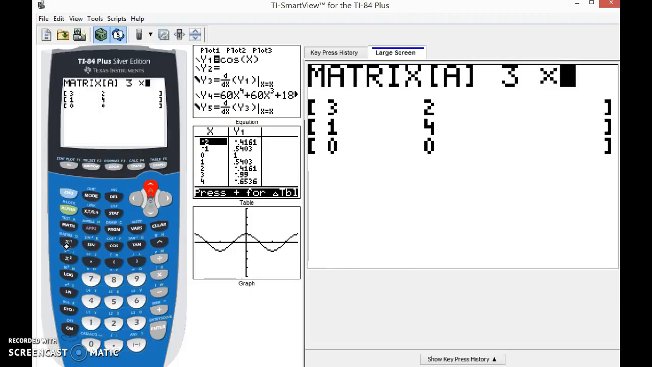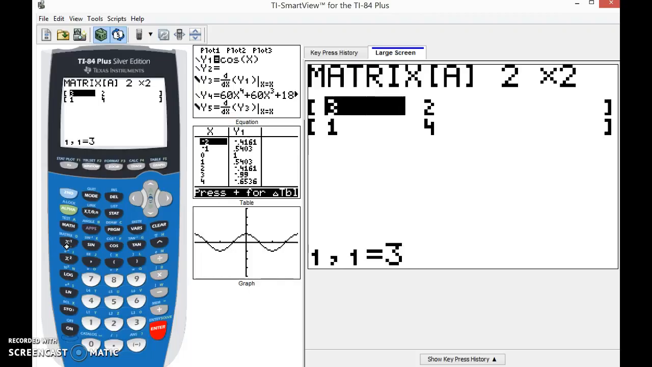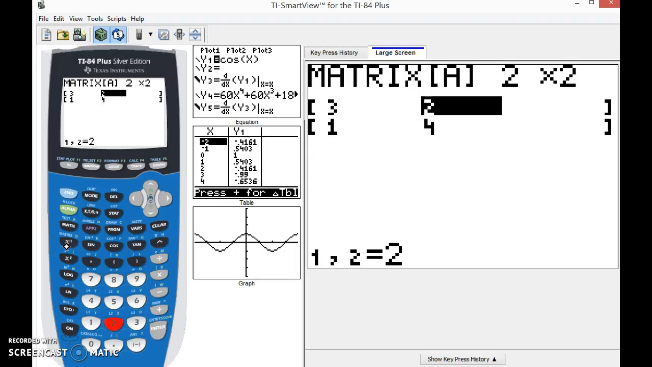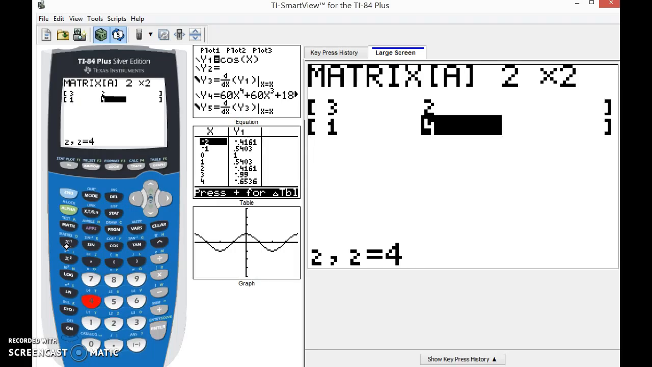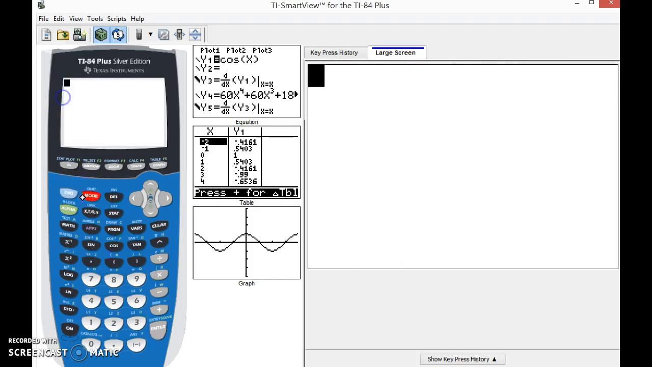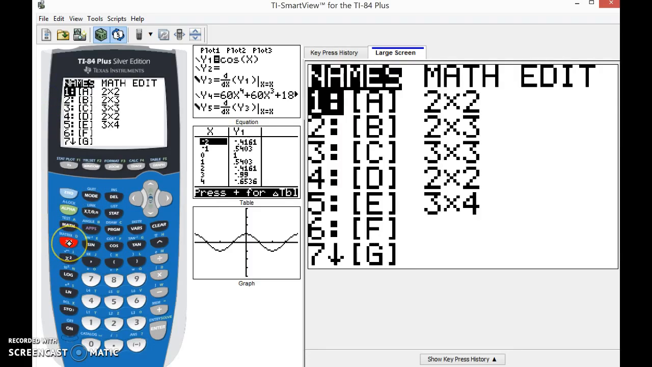What I want for matrix A, however, from your notes is a 2 by 2. So I'm going to tell it 2 by 2 and it'll give me the 2 by 2 there. And so the one that I want you to put in is what you see here, 3, 2, 1, 4. So we would just do 3, enter, 2, enter, 1, enter, 4, enter. All right. Then we can quit out of that and go back to matrix again.